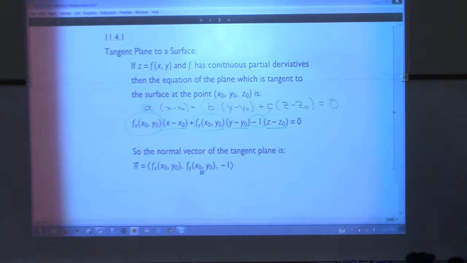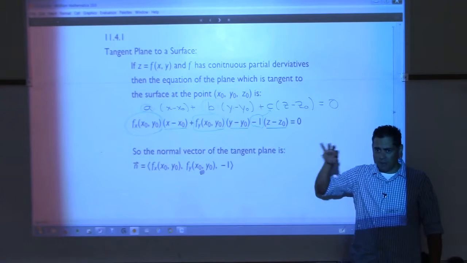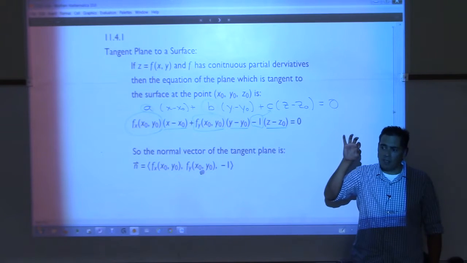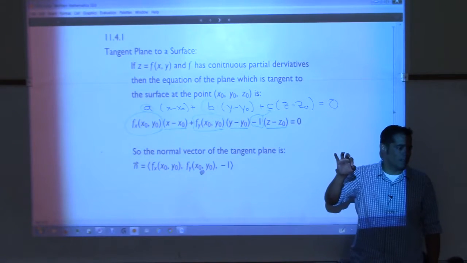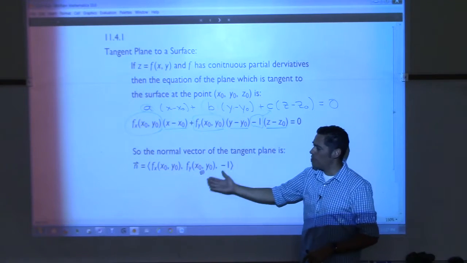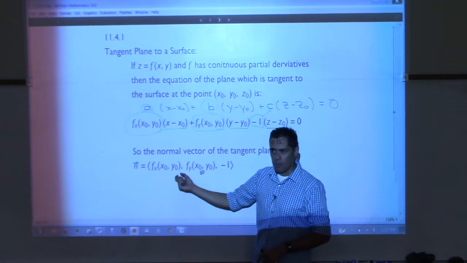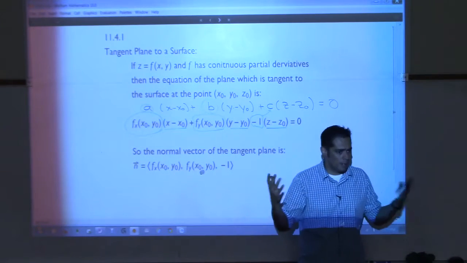This is good because if I'm trying to find the tangent on a surface at a point, then all I need is the point and the normal vector. The point I'm going to know because you're going to tell me where you want me to look. And the normal vector is just a computation. I have to take a partial with respect to x, plug in my point, take a partial with respect to y, plug in the point, and I'm done.